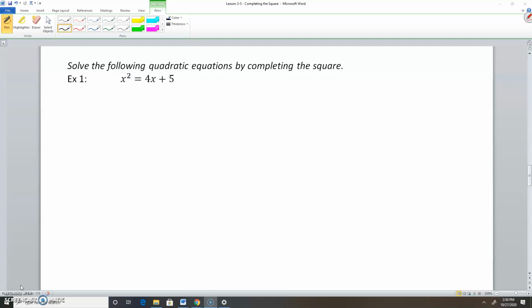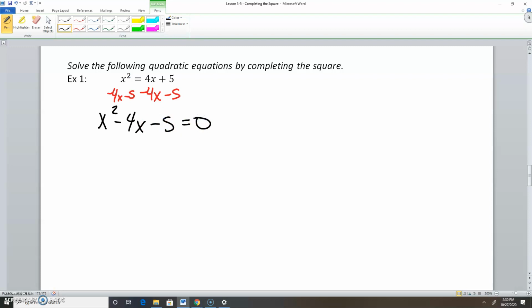All right? Now, first thing, before I can get started on this, a couple things. I have to make sure that there's a 1 in front of my squared term. I also have to make sure it's in my standard form. So when I'm going through this, my first step, minus 4x, minus 5, minus 4x, minus 5. Okay? x squared minus 4x, and then minus 5 equals 0.